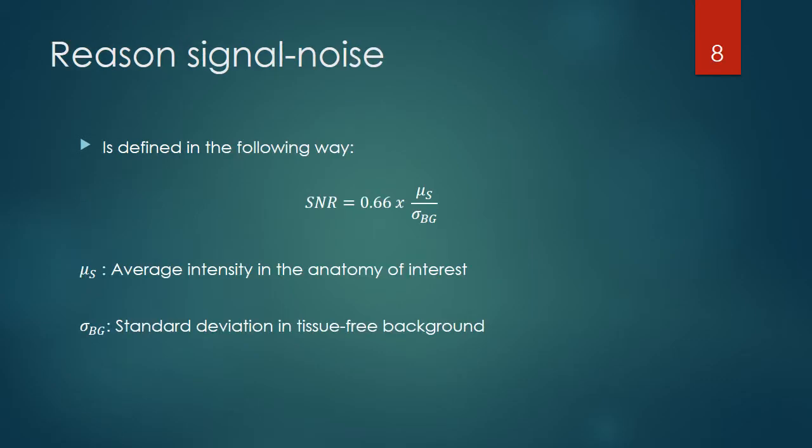The signal to noise ratio, or SNR, is defined in the following way, where the average of intensity in the anatomy of interest is represented by mu s, and sigma bg is the standard deviation in tissue-free background.